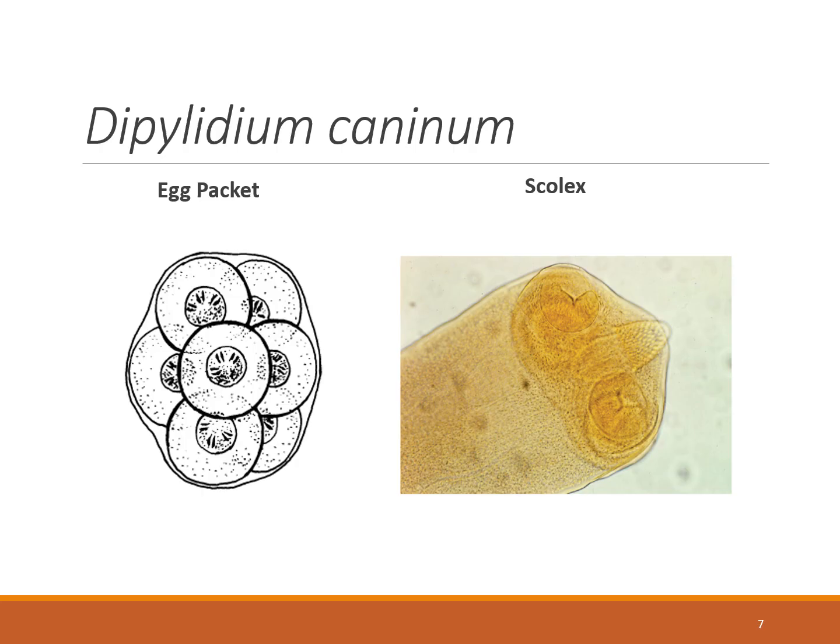Dipylidium caninum. With this organism, what you're looking for is those egg packets, where they're grouped together with those eggs inside of that one big pouch. The organisms can look similar, but at the top of this organism, the head, it has these little suckers that go around the top, and that allows them to have attachment to the host cell.